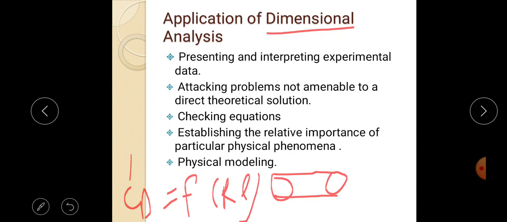Now if we want to see the variation, we can get it in a single graph, CD versus RE. Before dimensional analysis, to see the variation, there were 4 variables, so we would have to plot 4 graphs, and that would be very complicated. So this is the significance of dimensional analysis and its applications.